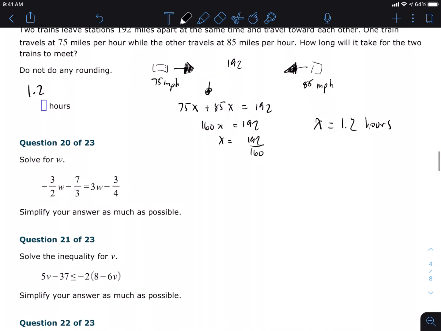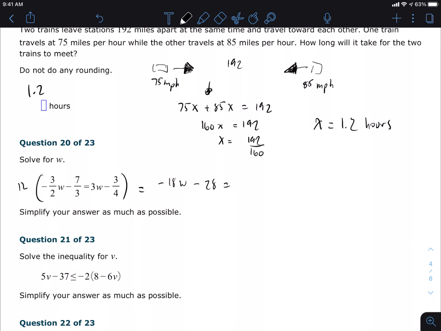Okay, here's this next problem. We're trying to solve for W. So we're going to put things together. Probably the easiest thing to do is multiply everything by, just to make my life easy, 12. So 12 divided by 2 is 6. So 6 times -3 is -18W. Then 12 divided by 3 is 4, times that -7 is going to give me -28.